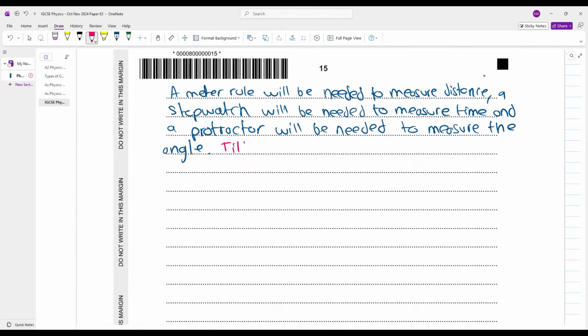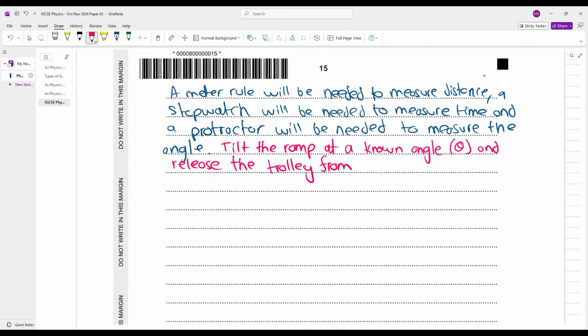ओके, तो यहाँ पे यू कैन से tilt the ramp at a known angle theta and release the trolley from a fixed point. बेटा ट्रॉली को आपने हमेशा एक सेम पॉइंट से रिलीज करना है, from a fixed point.